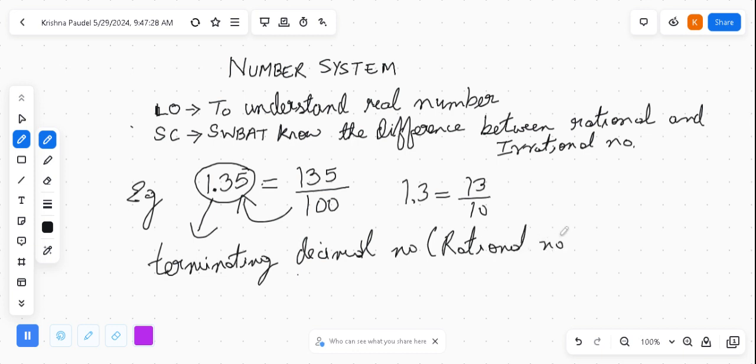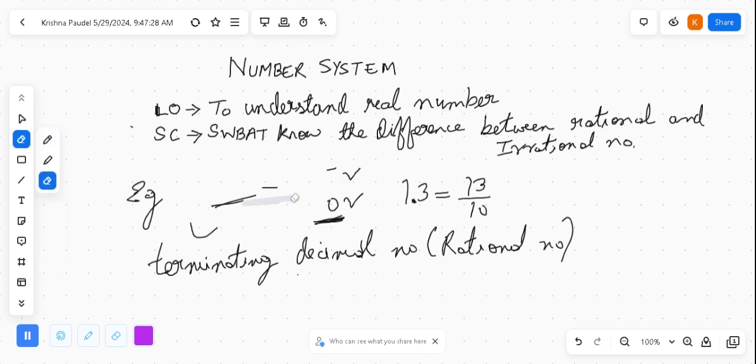Why can we conclude this? Because any number which can be written as p by q, where both p and q are integers and q is not equal to 0, is called a rational number. So any number which follows the definition of a rational number becomes a rational number. So hence here also 1.35 we can call a rational number, because it can be written as p by q. Okay, let's see one more type of example.